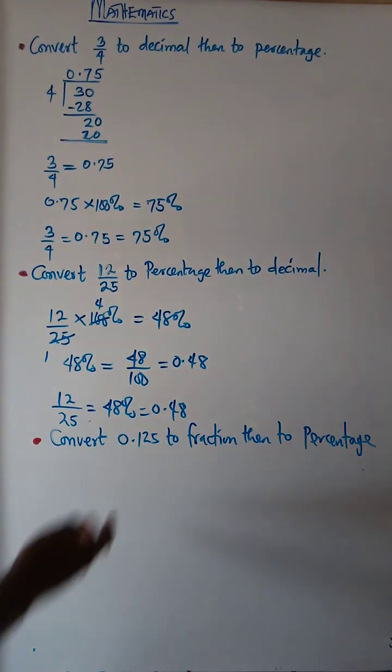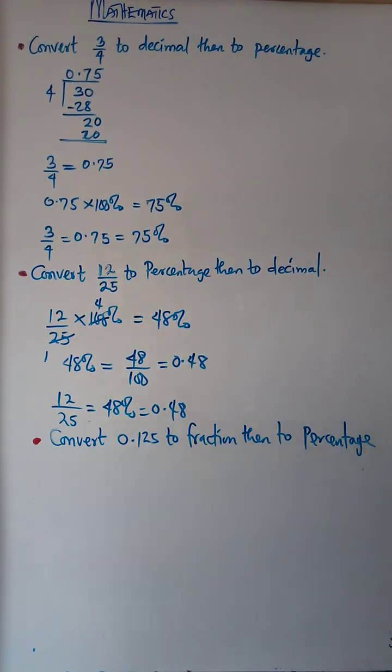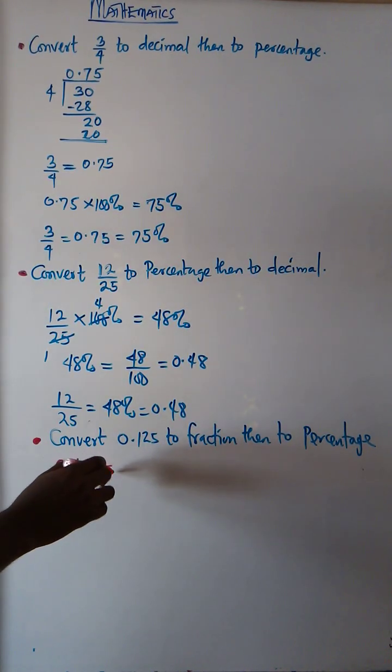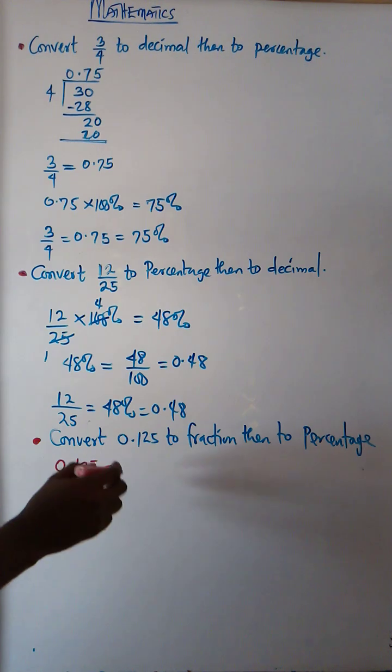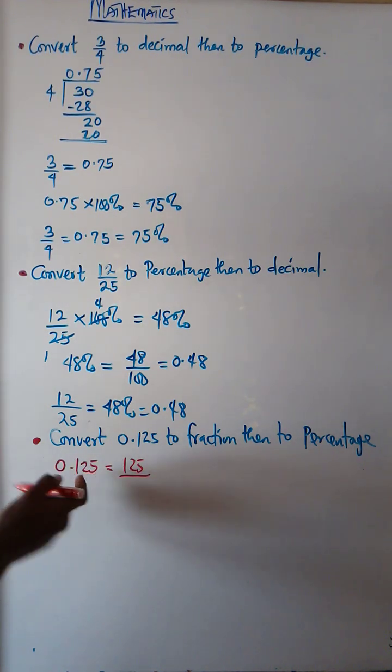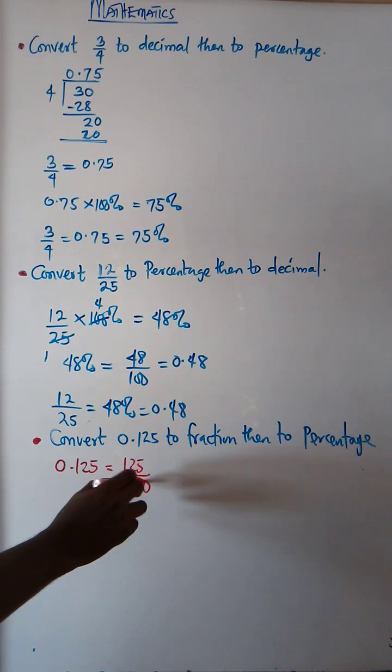Convert 0.125 to fraction, then to percentage. So if I have 0.125 to fraction, we can't. Just negate the decimal point, that's 125. How many zeros do we have here? We have 3 numbers here, so we take 3 zeros. So this is the fraction.